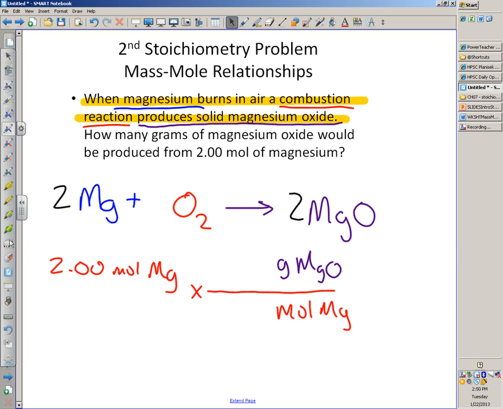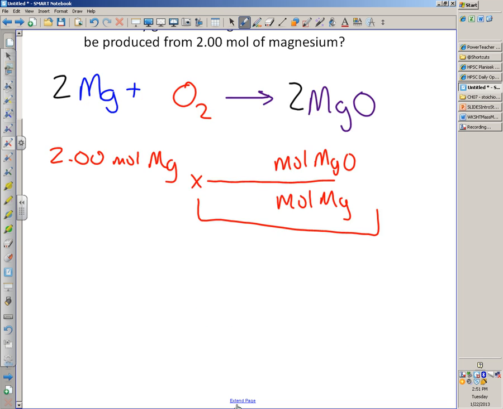But what could I put on the top of that conversion factor? Moles of magnesium oxide. I could put moles of magnesium oxide on the top. Is that an apples to apples comparison? Yes. We gave this conversion factor a special name on Friday. Remember what we called that conversion factor? It is the mole ratio. And where do we get the numbers from to make our mole ratio? The coefficients.